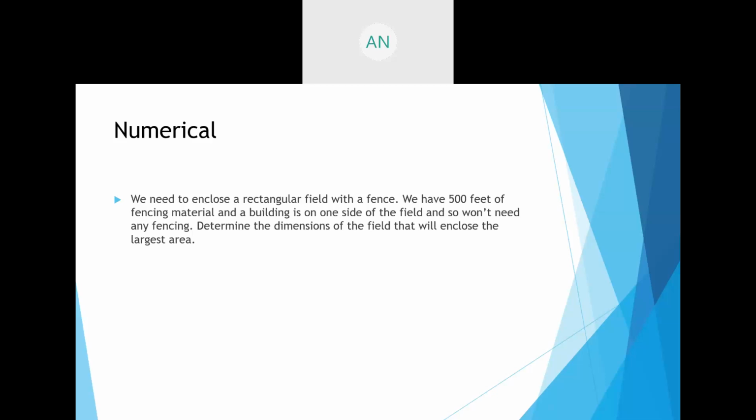So basically what is given in the question is that we have a rectangular field on which we're going to place a fence, but we have only about 500 feet of fencing material, so we are trying to enclose the maximum area within this 500 feet of fencing material. Now, another thing that is given in the question is that on one side there is a building, so there's no need to fence on that particular side. So this is the question that is given here.